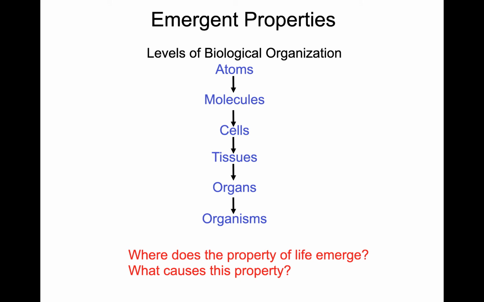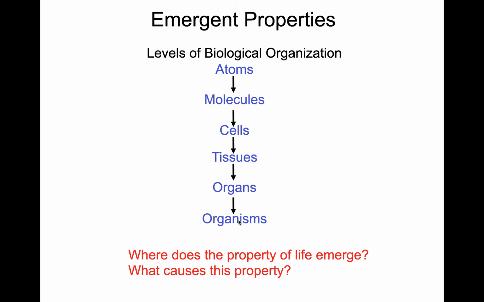So let's take a look here then at emergent properties as they apply to living things. So we have these levels of biological organization, and the simplest level here are atoms. And yes, you have subatomic particles, but for the purposes of this course, let's just say atoms are the simplest component. And then we have molecules. You organize a bunch of atoms together and you get molecules. You organize a bunch of molecules together, you get cells. You organize cells, you get tissues. You organize tissues, you get organs. You organize those organs and you get organisms.